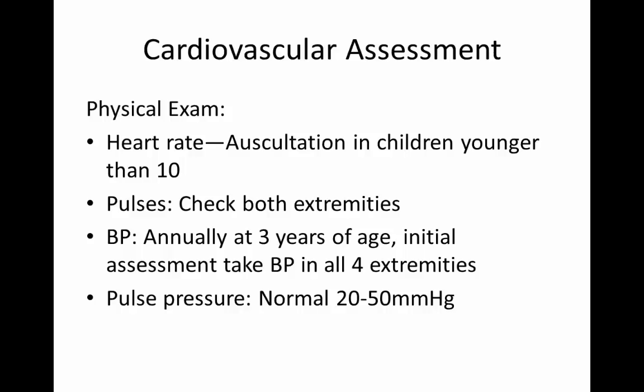Blood pressure should be taken annually starting at 3 years of age, and the initial assessment should be done in all 4 extremities. The pulse pressure doesn't have a major difference as in adults. Remember that the pulse pressure is the difference between the systolic and diastolic. You get the difference, and that's the pulse pressure, and it is normal between 20 to 50 millimeters of mercury.